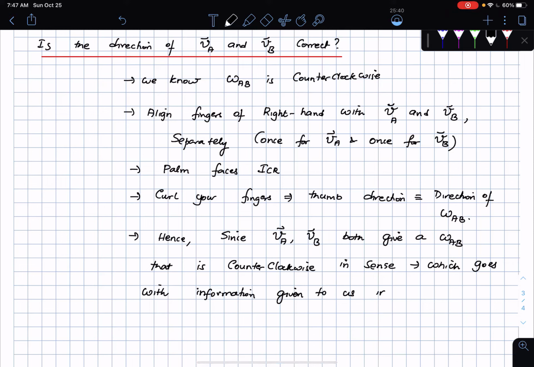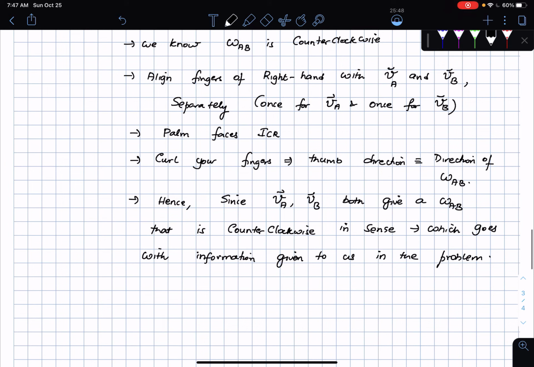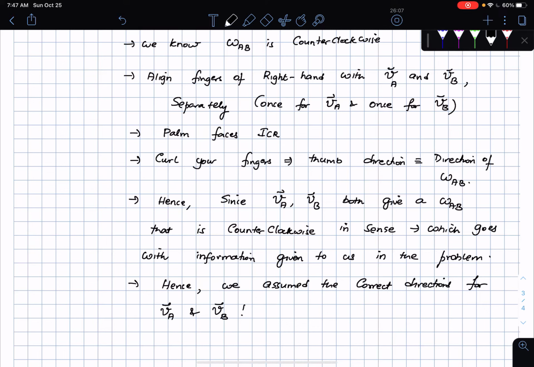In the problem, this implies that the direction of VA and VB is correct, as we assumed. Hence we assumed the correct directions for VA and VB. So that's great news.